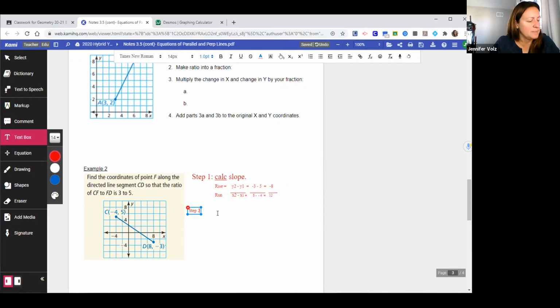Step 2. Make the ratio into a fraction. Now, in this case, the ratio is 3 to 5. How many total parts are there of the line that we're going to break it up into? If there's 3 on one side and 5 on the other, that's a total of 8 parts. So we're sectioning up this line into 8 parts, and we want 3 on one side and 5 on the other. So that means the fraction should be 3/8. Take the two numbers, add them together, that's your denominator. The first number is your numerator.